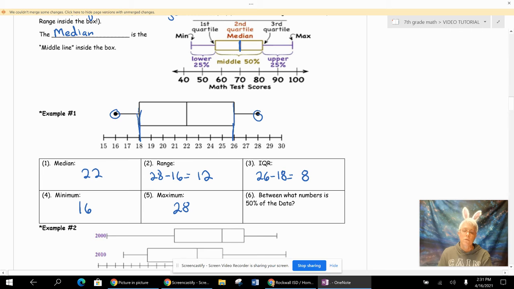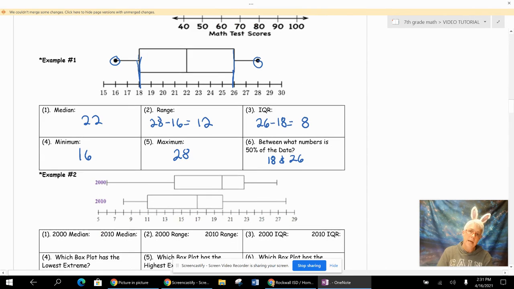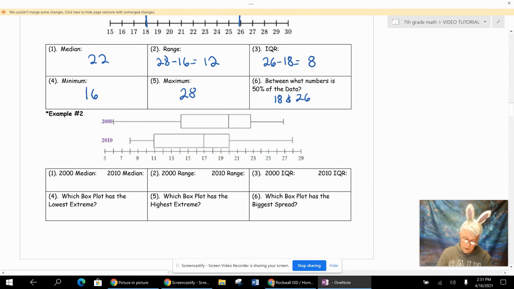We call those the whiskers. Now, between what numbers is 50% of the data? So again, we have everything in four sections. That interquartile range is 50% of the data. So we have, again, all this spread of the data. So between 18 and 26 is 50% of our data. That was pretty easy, right? Now, making box plots is not as easy, but reading them is a pretty easy, pretty fast way to look at data.